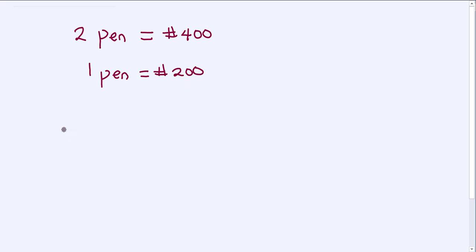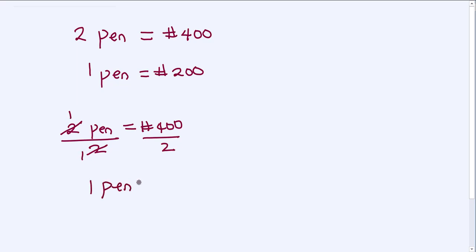So let's say 2 pens, as we said initially, is equal to 400. We divided both sides by 2 because 2 divided by 2 will just give us 1, right? So we have 1 pen is equal to 400 divided by 2, which is 200 naira. So in as much as you are able to figure it out yourself, there is still need for you to understand that we got this by simply dividing by 2.